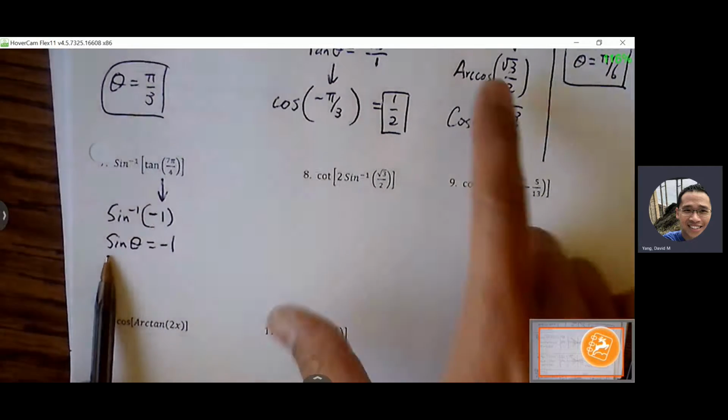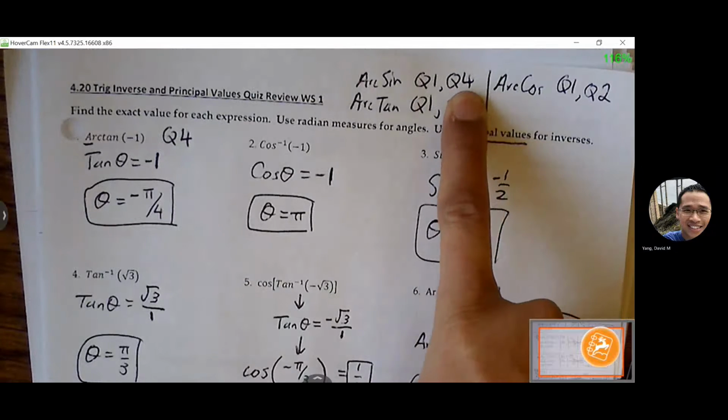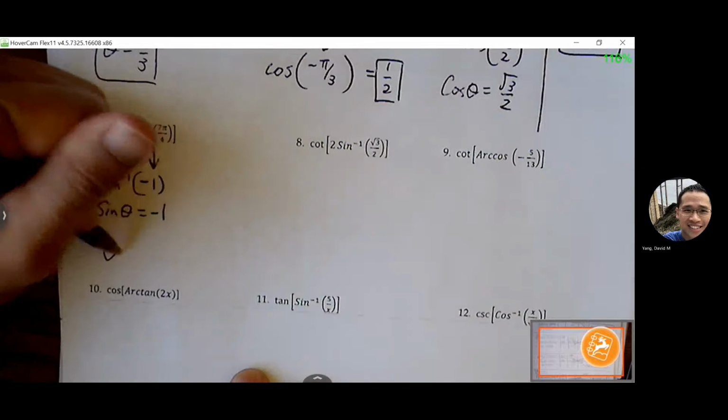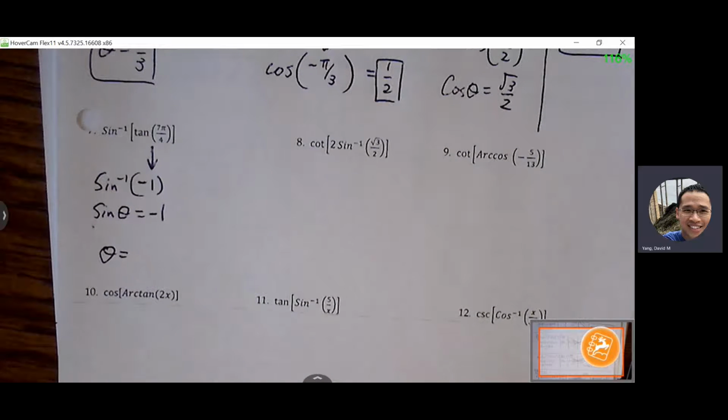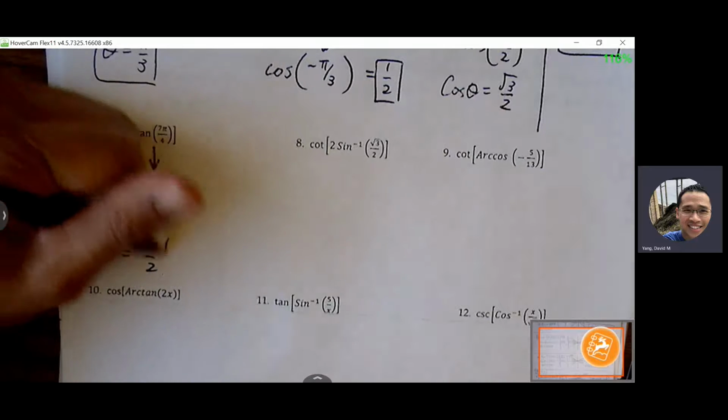Okay, this is principal value, so negative sine is going to be in which quadrant? Fourth quadrant. Okay, so how would you represent that? Well, it's 3 pi over 2, but principal values is going to be what? We're going to force a negative, right? So negative pi over 2. Yeah.